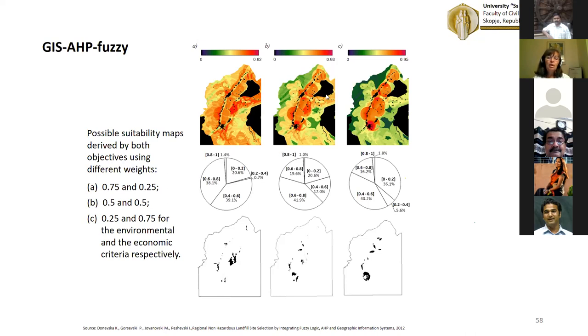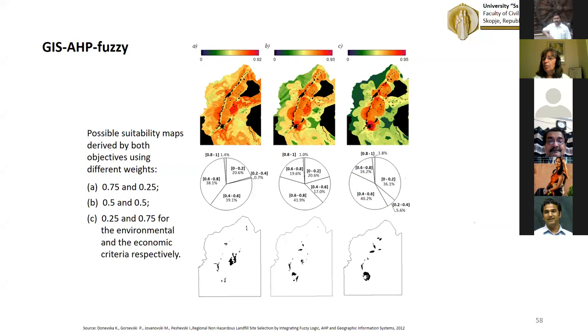For the second scenario, when equal weights are assigned to both intermediate maps, both the environmental and economic set of criteria, it can be clearly distinguished that the red areas are located more in the lowlands. And for the third scenario, when the higher values are assigned to the economic set of criteria, the red areas are in the lowlands, because the settlements are in the lowlands. All the settlements, all the cities and rural settlements are in the lowlands.